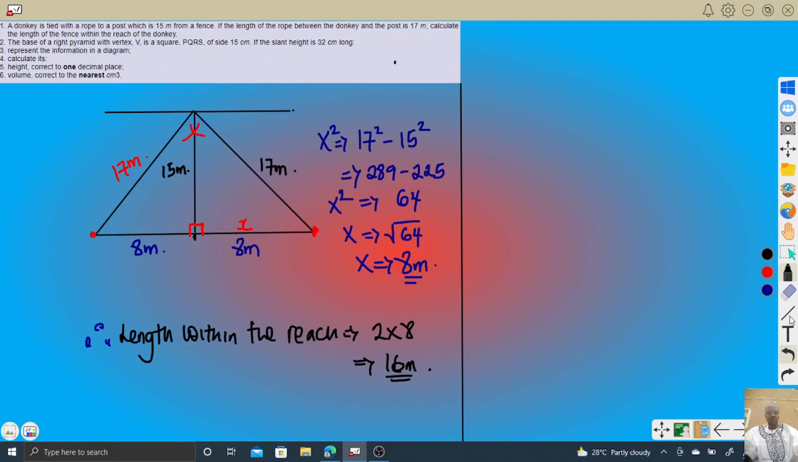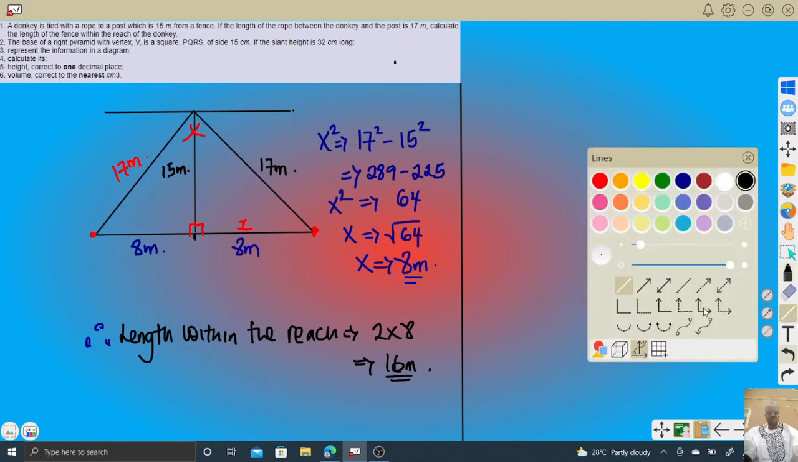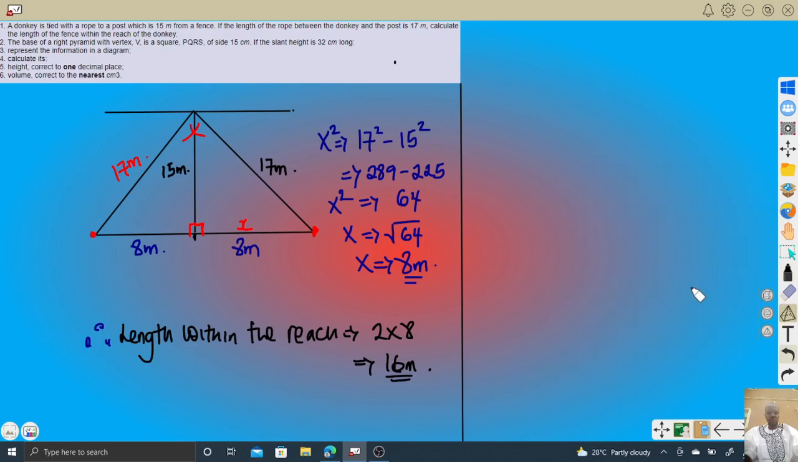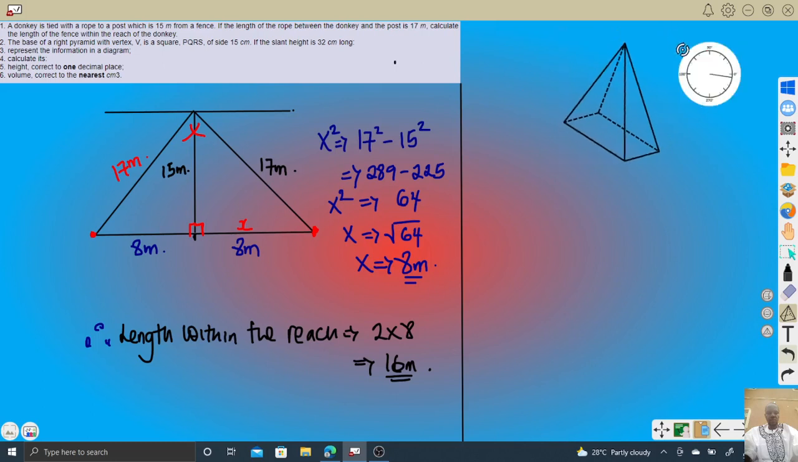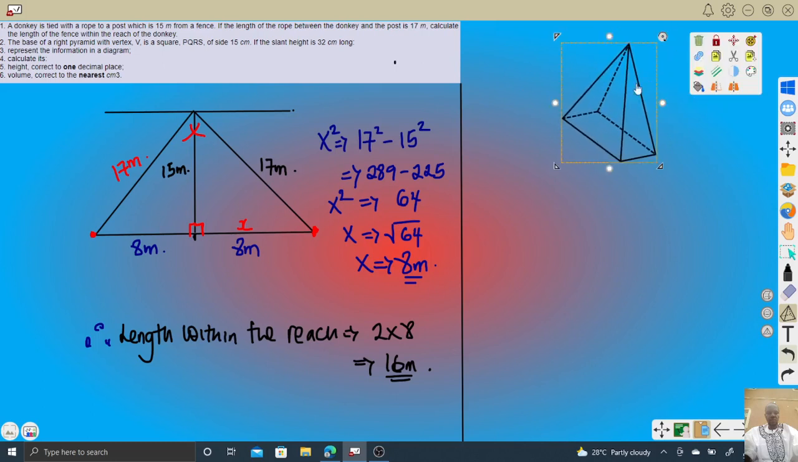So let's draw a pyramid. The habitual way of drawing a pyramid, I don't want to draw a straight pyramid for you because if I draw that, you may not be able to get it through. So a square base pyramid, for you to visualize, I'm only trying to make everything neat. So a square-based pyramid, that's that.